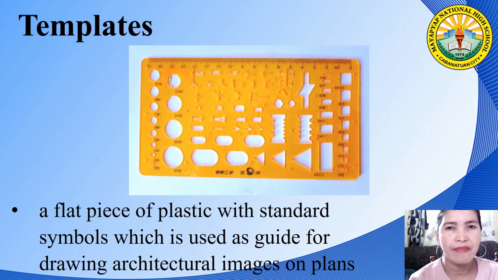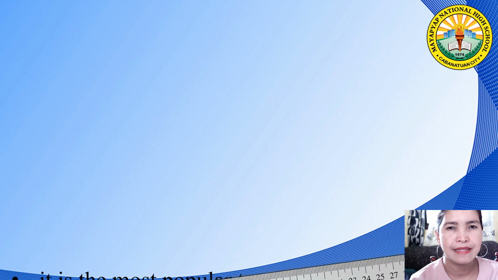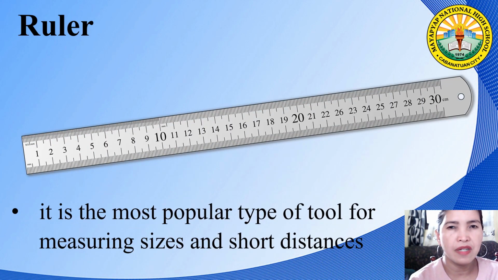Templates. It is a flat piece of plastic with standard symbols which is used as a guide for drawing architectural images on lines. Ruler. It is the most popular type of tool for measuring sizes and short distances.